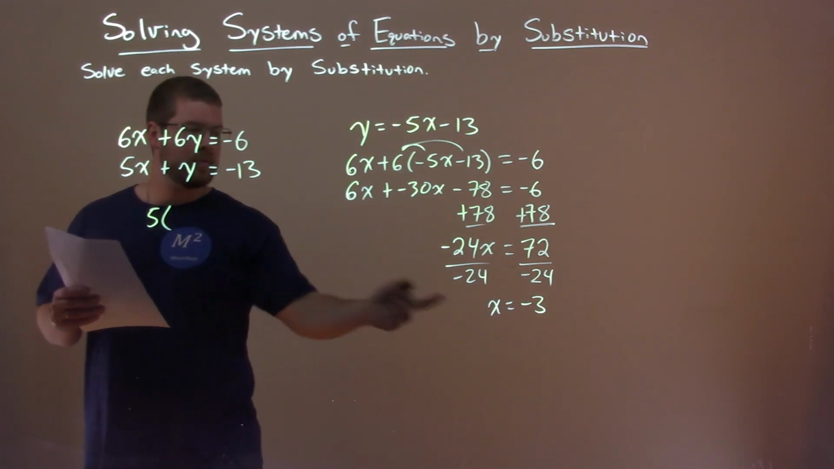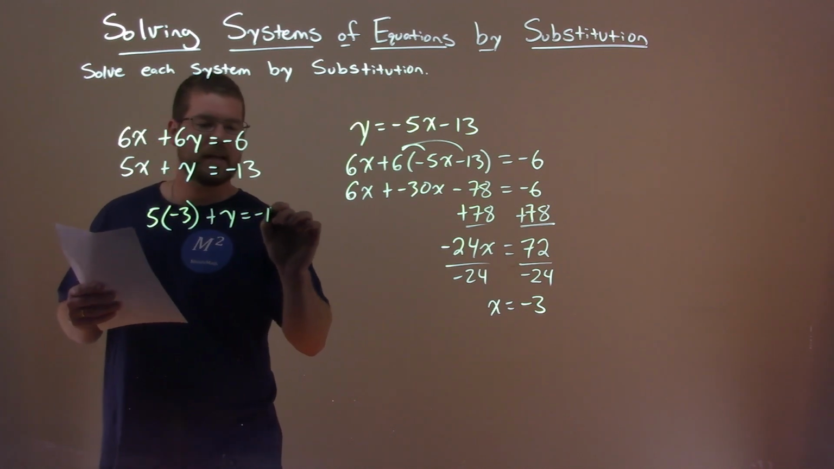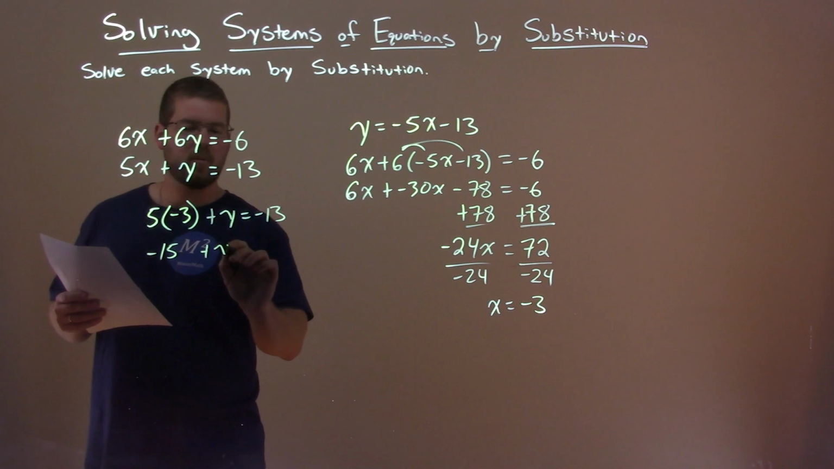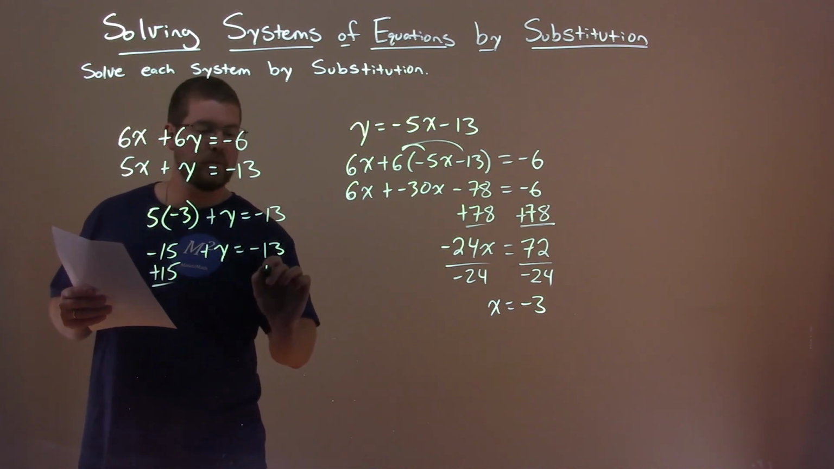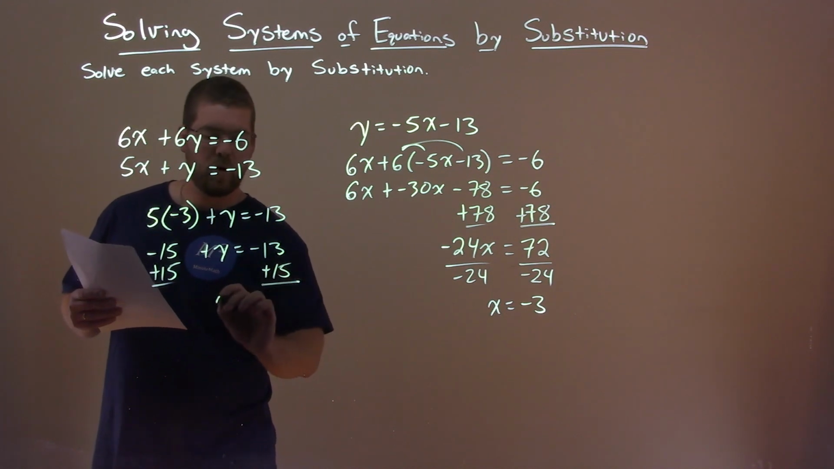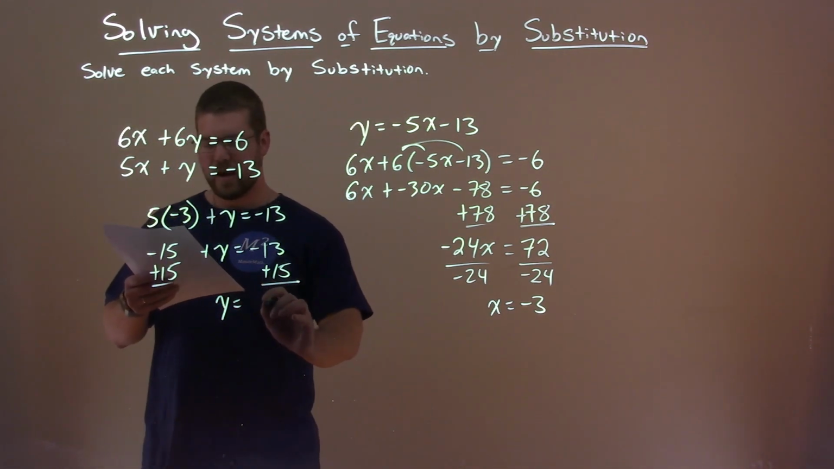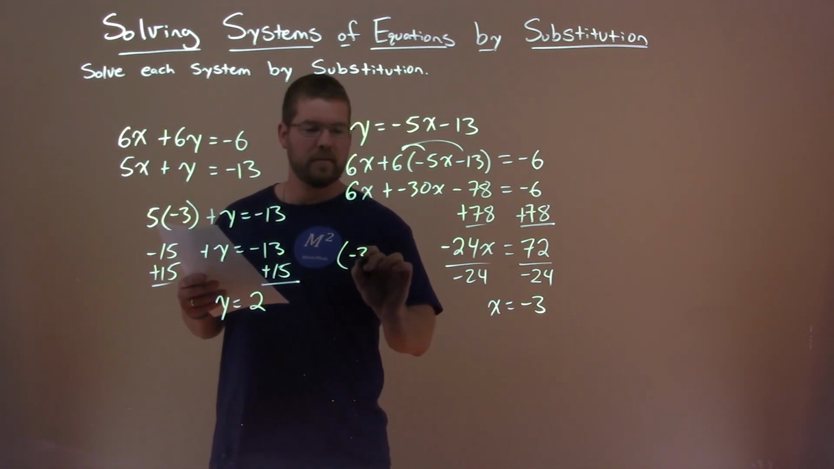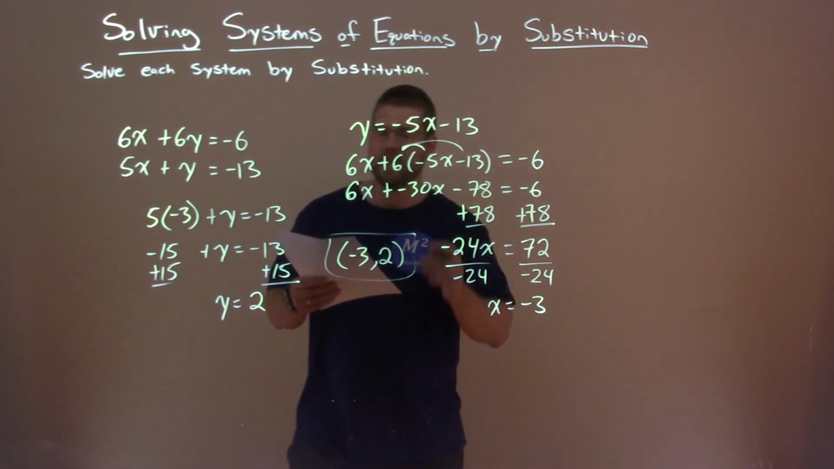5 times negative 3, instead of x, plus y equals a negative 13. 5 times negative 3 is a negative 15, plus y equals negative 13. Add a 15 to both sides. Y is by itself, and negative 13 plus 15 is a positive 2. So we get the coordinate point here, negative 3 comma positive 2, and that is our final answer.